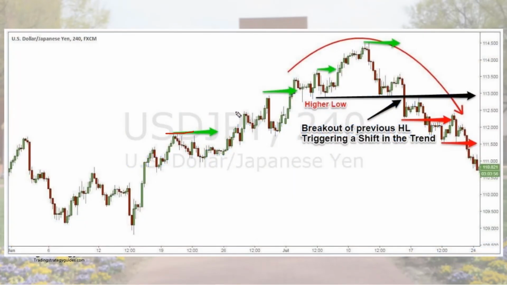We're making higher highs. We're also making higher lows. As long as we continue making a higher low, the trend is intact. As soon as we make a lower low, by definition, that would be a reversal or a shift in the trend direction.